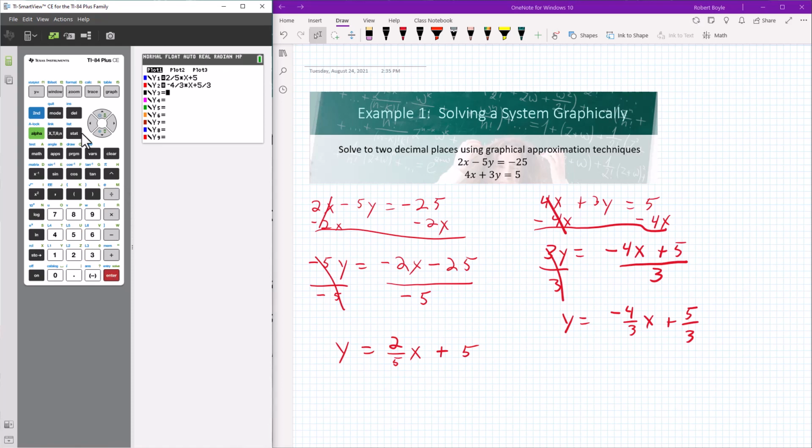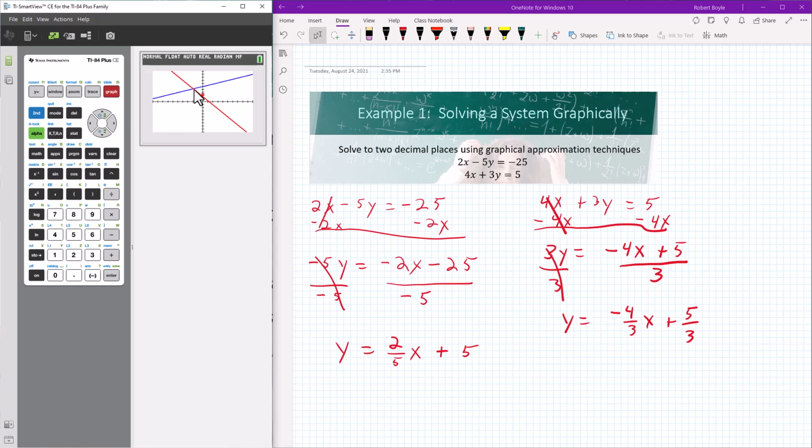And now I want to, well, let's make sure the windows are where I want them to be. So let's go over to window. I want x min to be minus 10. Enter. I want x max to be 10. I want the scale to be 1. I want y min to be minus 10. I want y max to be 10. And I want the scale to be 1. And let's see what this looks like. Okay, that works. And right here is the solution.